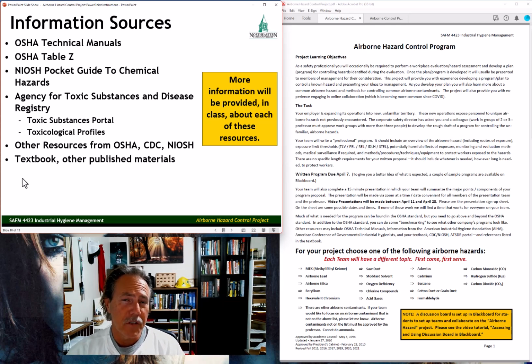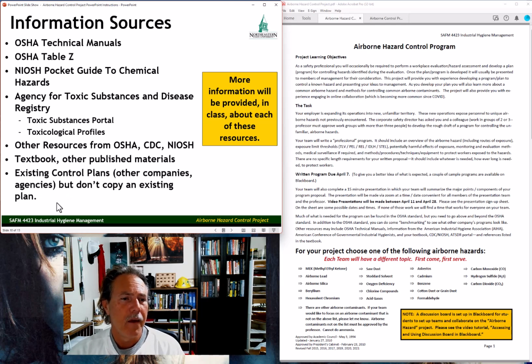You can also use the textbook as a resource or other published materials. You can also look at existing control plans that may have been put together by other companies or other agencies. It's okay to look at those existing control plans, but don't copy an existing control plan. Use it as a resource, as a reference, but write your own plan.